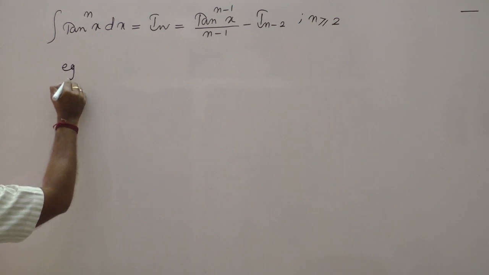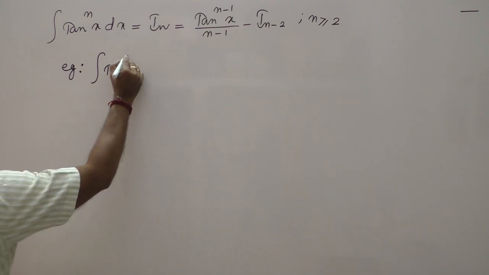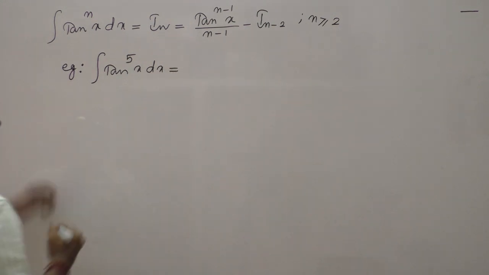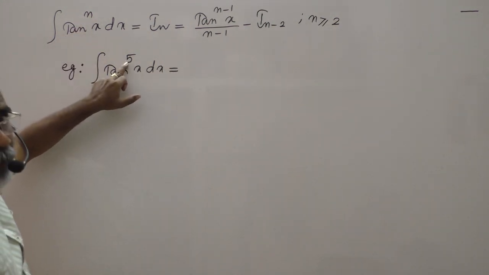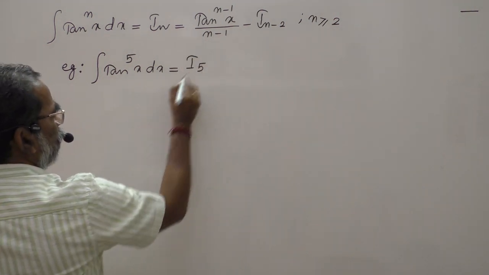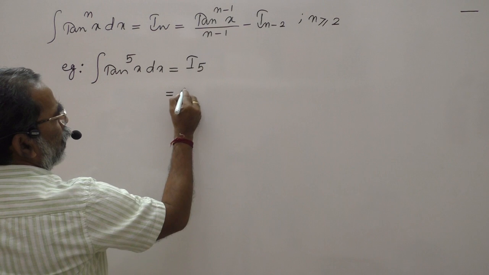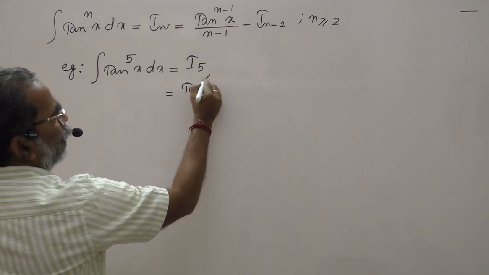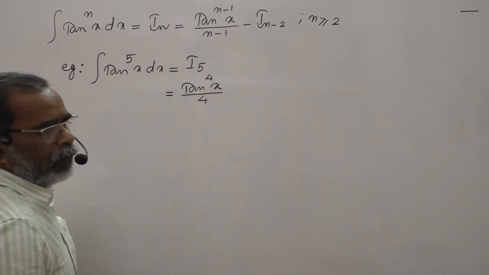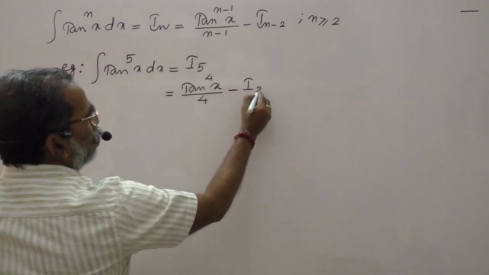How to apply that? We shall take an example. Evaluate integral tan power 5 x dx. What is there? Tan power n. Here we have 5, therefore n equal to 5. That means it is I 5. Now this is to be found using this reduction formula. What does the formula say? Tan power n minus 1 divided by n minus 1. n is 5, no? n minus 1 is 4. Minus I n minus 2. 5 minus 2 is 3.